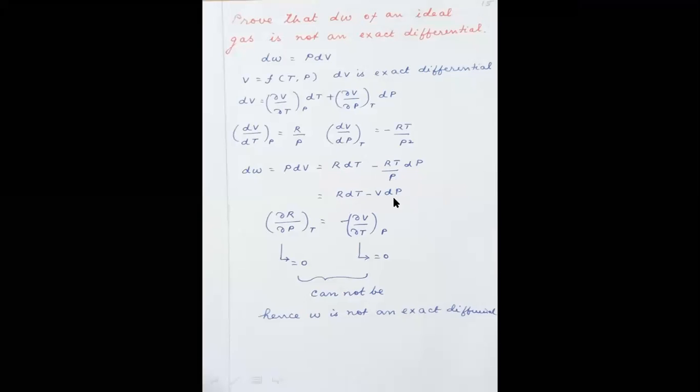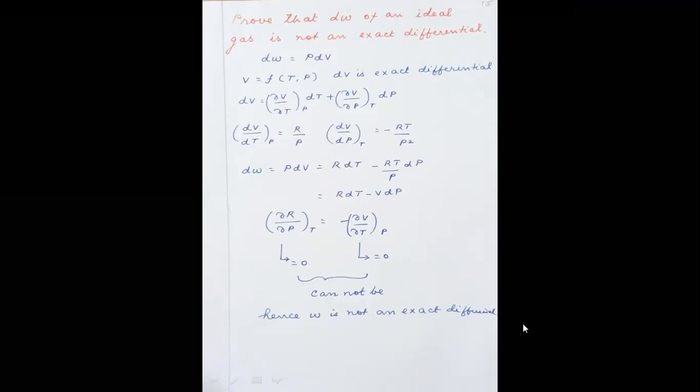I simplify this. RT by P is again volume because PV is equal to RT. So R dT minus V dP. Now you differentiate this with respect to pressure at a constant temperature, and this particular term with respect to temperature at a constant pressure, to show whether the Euler reciprocity is satisfied here. The first part I get is ∂R/∂P at constant temperature, which is zero because R is a constant. When a constant is differentiated with respect to a variable, you get zero. The other part is minus (∂V/∂T) at constant pressure, which cannot be zero, because the volume changes with temperature. So as these two parts are not equal, the work done is not an exact differential.